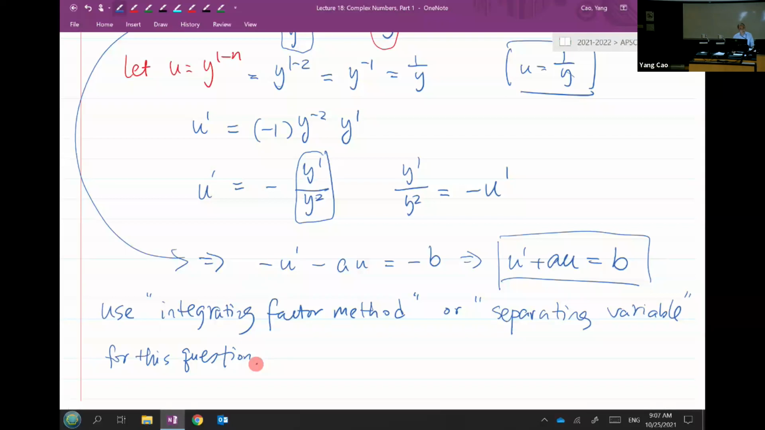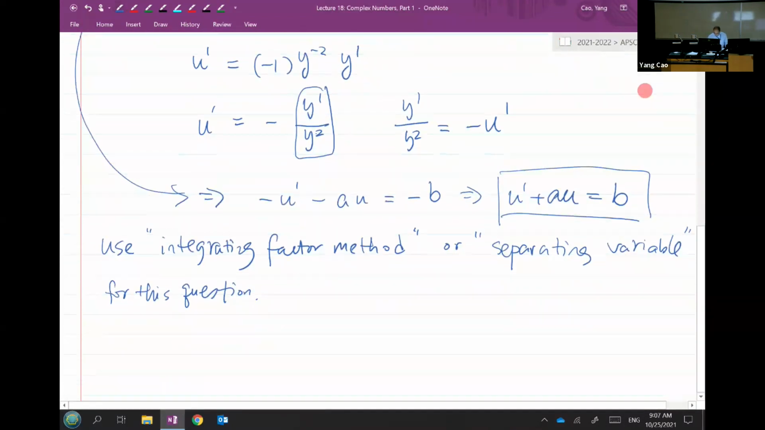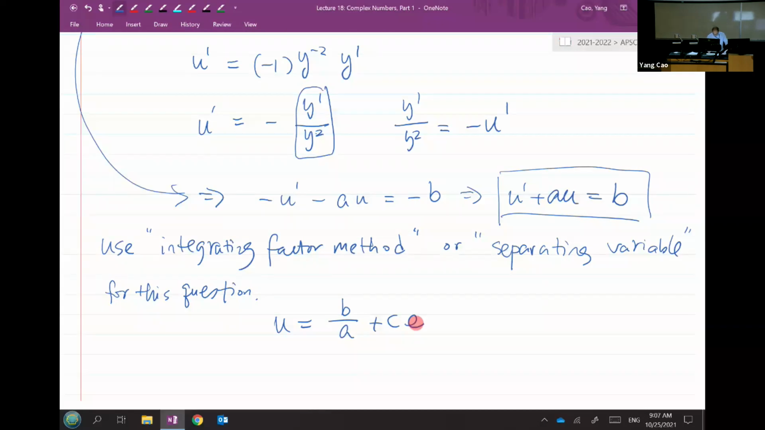I'm going to leave that as an exercise for you, to find the solution for u. It's a very straightforward approach. Your u should give you an answer as this: b over a plus c times e to the power negative a x. Sorry, I missed something here. So that's your solution for u.